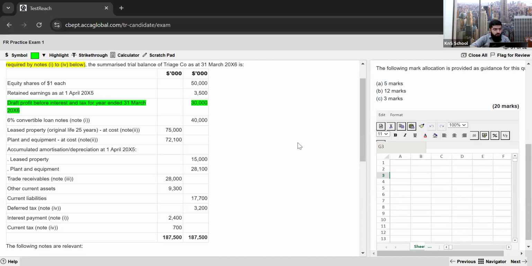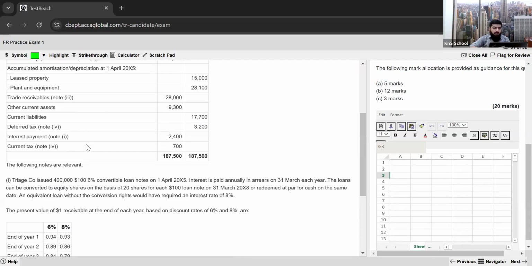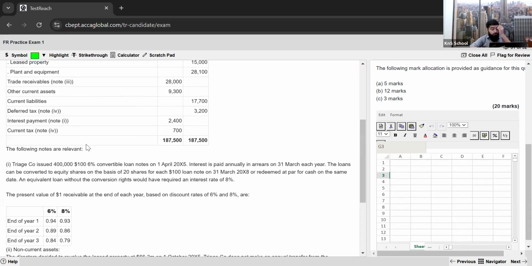Now, convertible loan notes, and there are different account balances, and the hint is given that for that you need to refer to note 1 and note 2. Okay, perfectly fine. Let's move on. This is the trial balance which is given in the question.